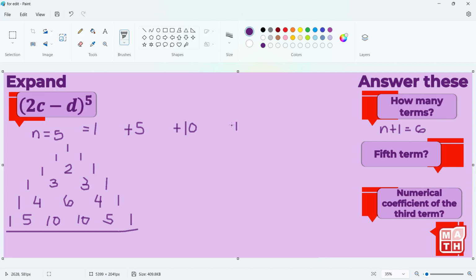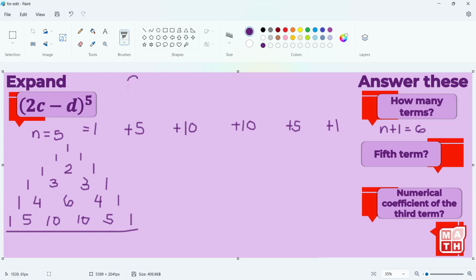Let's continue. You have plus another 10. You have here plus 5. And last one plus 1. These are the coefficients: 1, 5, 10, 10, 5, 1. But these are not yet the final coefficients. For some of us, you might jump to question number 3, numerical coefficient of the third term, and you might say 10. It's not yet final, since notice here, our first term has a coefficient other than 1.